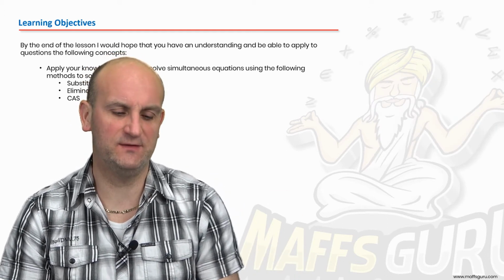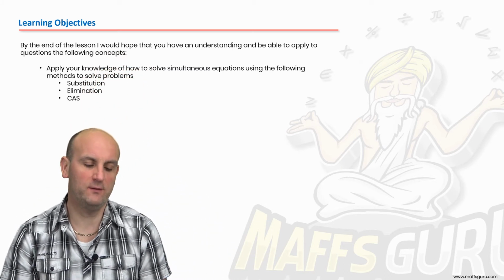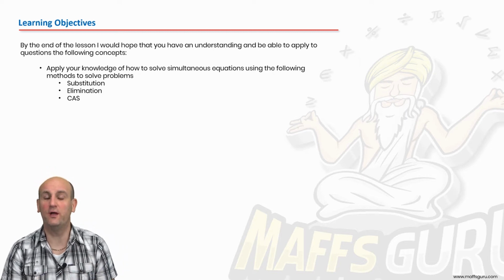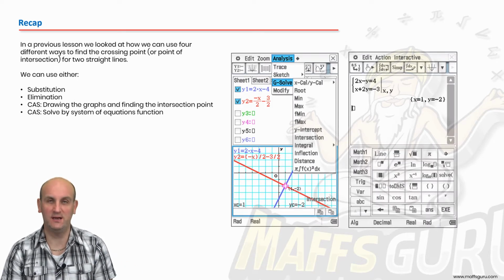This learning objective is to apply the knowledge of how to solve simultaneous equations using the following methods: substitution, elimination, and CAS. This is actually a CAS course, so on the whole, we're going to use a CAS for these particular examples. But it's nice to know that there are previous videos showing you how to do substitution and elimination.